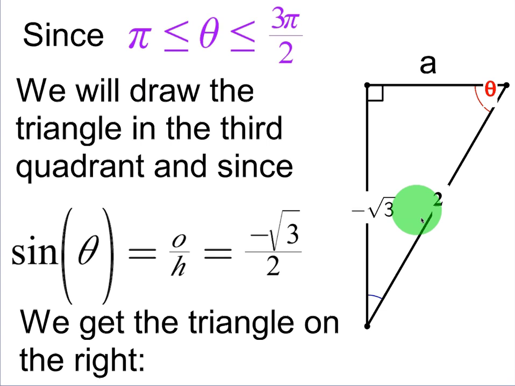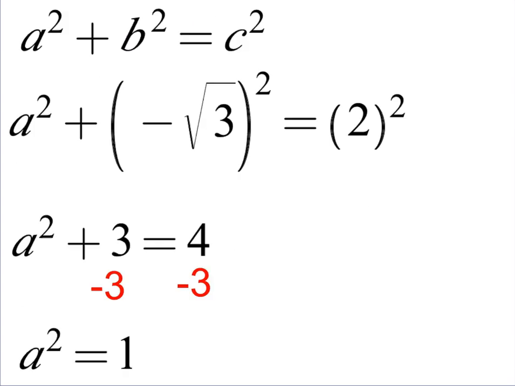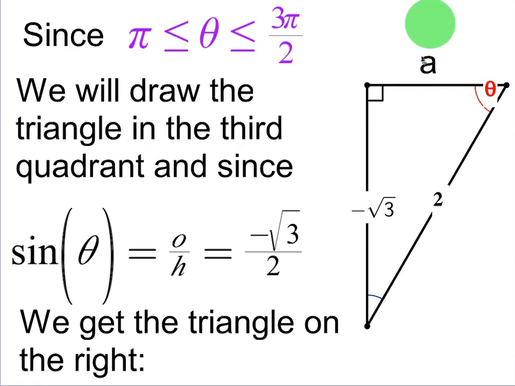So anyway, if you don't want to do that, you could just look at the unit circle and know that if sine is negative square root of 3 over 2, then cosine is going to be negative 1/2 in this quadrant. However, if you don't know that, you can use the Pythagorean theorem. A squared plus b squared equals c squared, and we're solving for a right here. So this plus this squared equals 2 squared.